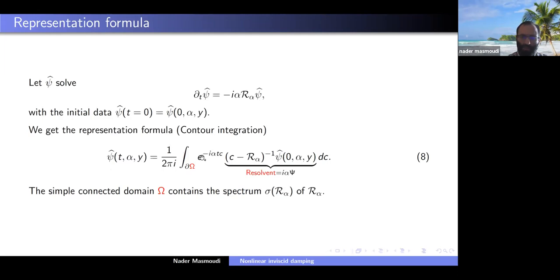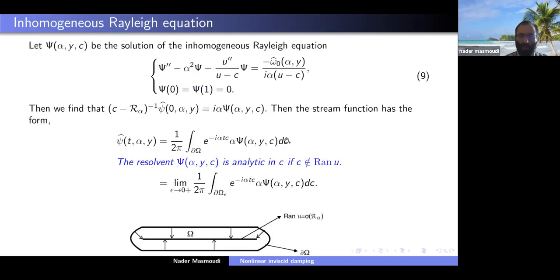This is some sort of contour integral. I mean, you have to go around the spectrum. Okay, psi will solve this inhomogeneous Rayleigh equation. That's how you compute (c − R_α)^(-1) of this initial data. This is your initial data.